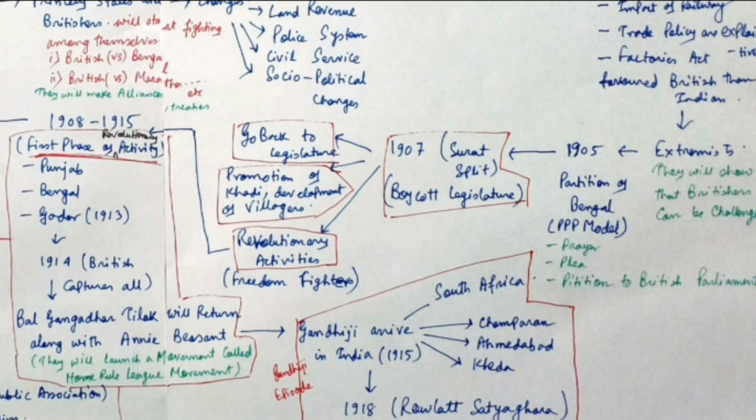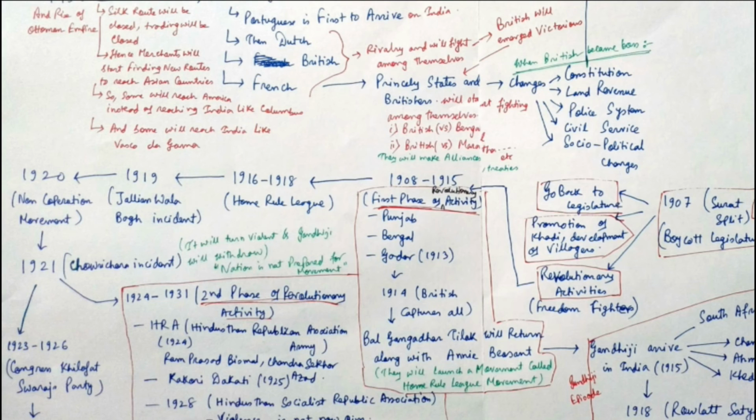And finally in 1918, the Rowlatt Act will be published. So there is the Gandhiji part. He has already arrived, and alongside him Bal Gangadhar Tilak and Annie Besant will launch a movement, that is the Home Rule League movement. Now in that movement, Gandhiji will not take part. All right. In that case, Gandhiji will take these small issues of Champaran, Ahmedabad and Kheda, and the Home Rule movement will be launched in that time. And then we all know that in 1919, the Jallianwala Bagh incident will happen.